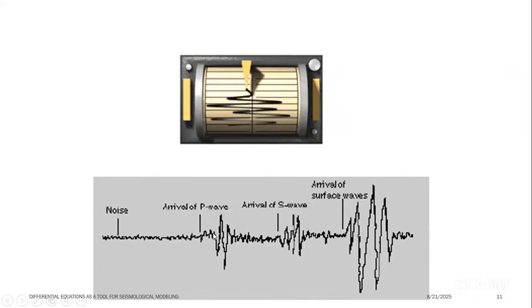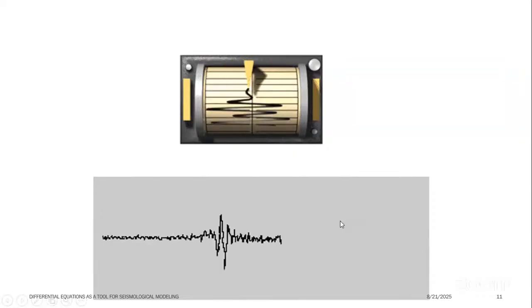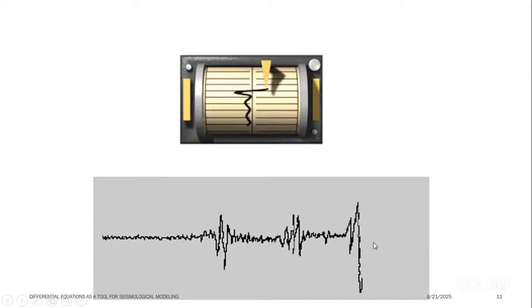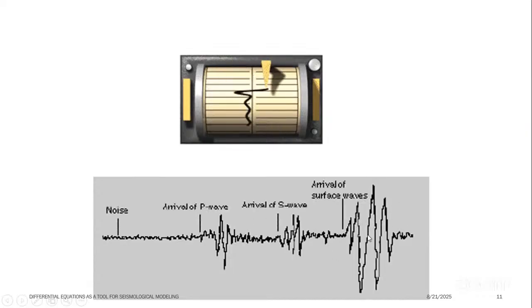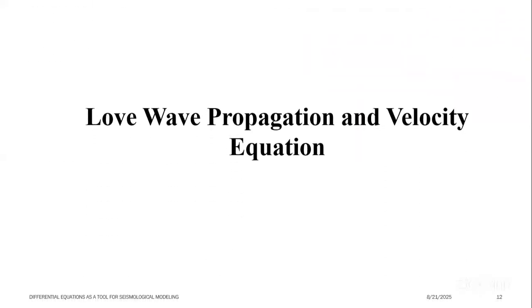So this is the arrival of the P wave, then the arrival of the S wave, and then the arrival of the surface wave in the last. So the first one is the P wave, the second one is the S wave, and the third one is the surface wave. And you can see the amplitude also. The amplitude of the surface wave is very high. So that is why these are very, very dangerous waves. So we are going to take up two waves for our mathematical model. One is called the Love wave, and the other one is the Rayleigh wave. So let's start with the Love wave.